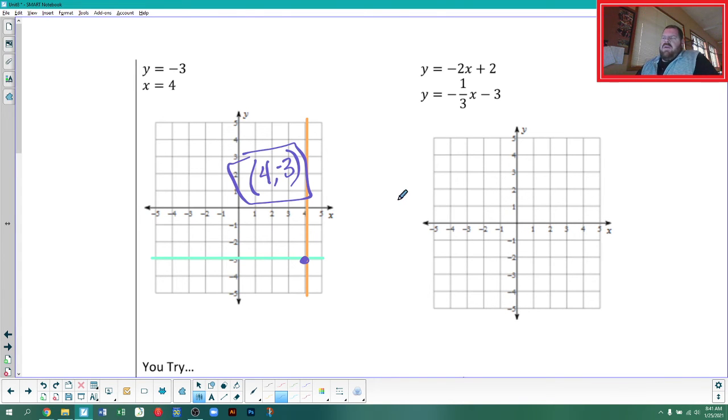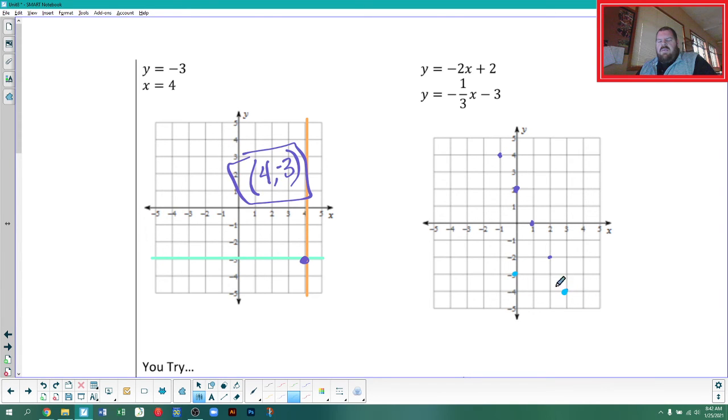And last one on this row here, we have two of them in slope-intercept form, so that's kind of nice. Let's go ahead and put a point at, well, I guess I'll start with the top one. That seems a little bit more standard. Y-intercept at 2, slope of -2. And then a y-intercept of -3 and a slope of -1/3, down 1/3.